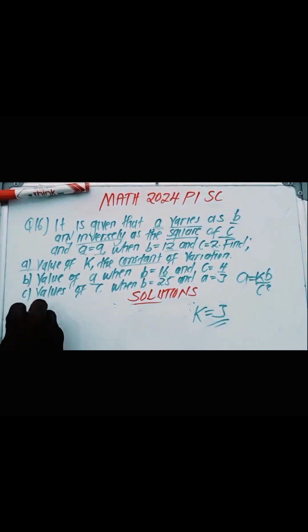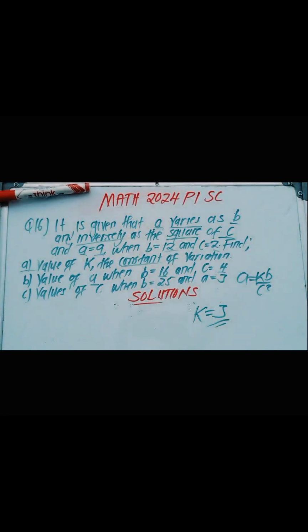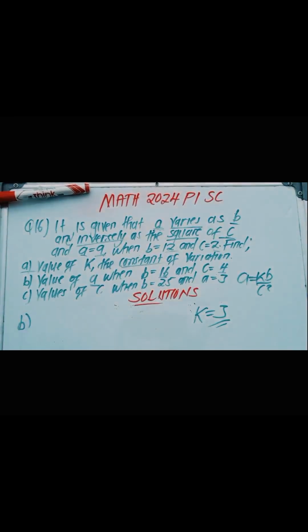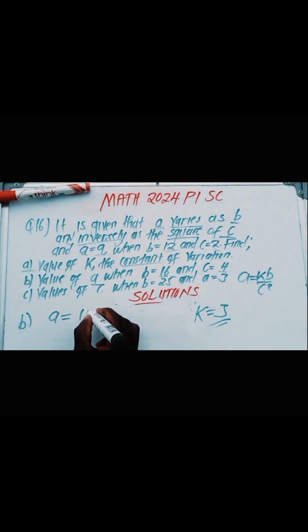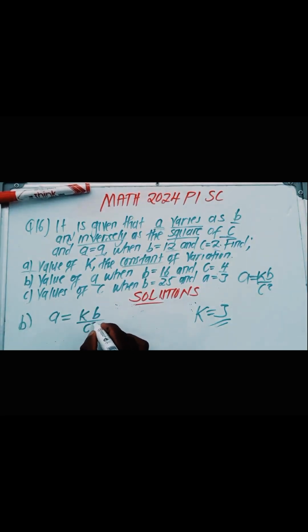Now how are we going to find the value of A? Remember, the formula doesn't change. We are going to use the same formula which we have formulated. According to our formula, A is equal to kB over C squared. This is the formula we have come up with. Now we just need to plug in the values. Since we know the value of k, and the values of B and C have been given, the work is very simple.